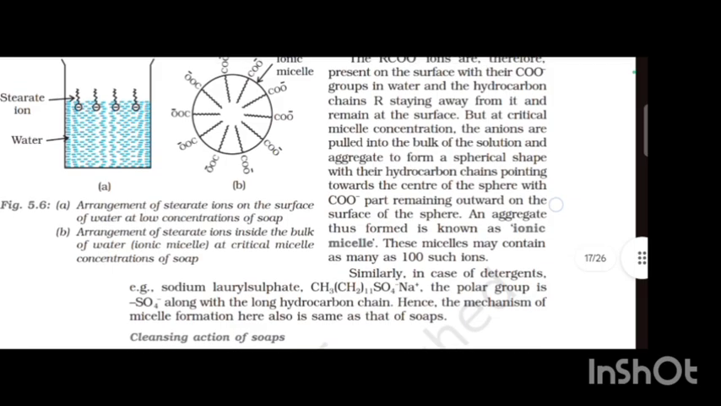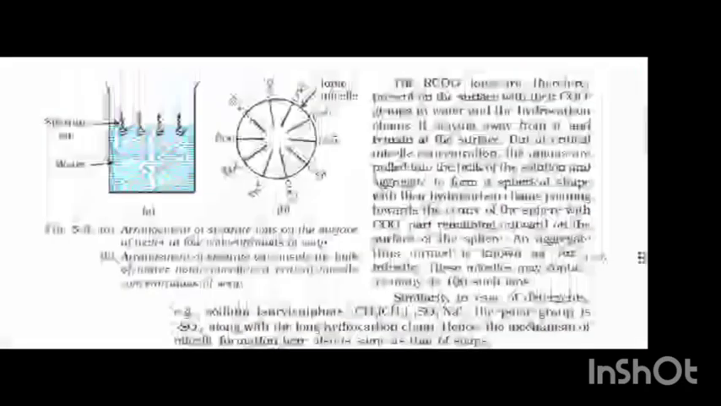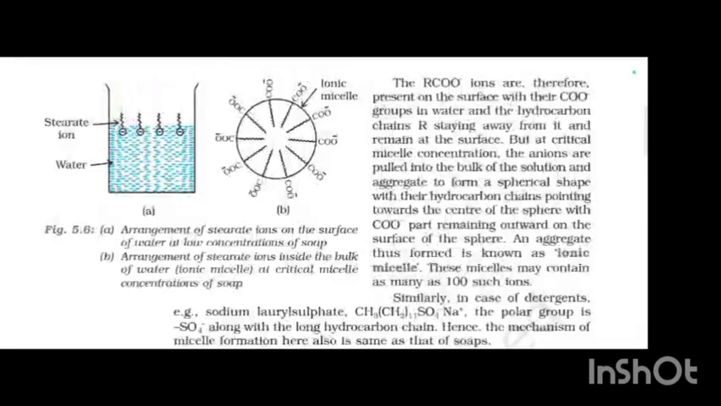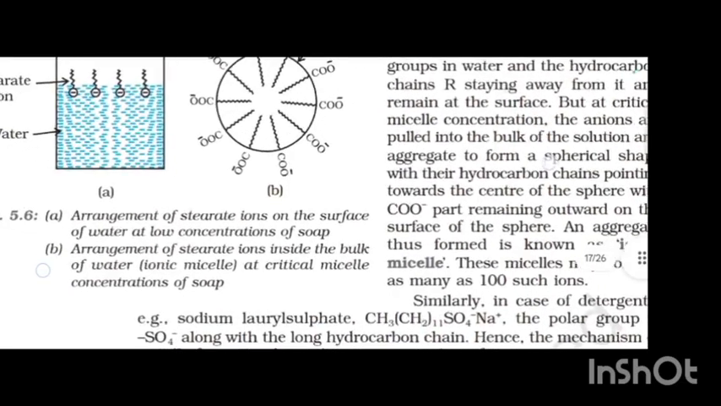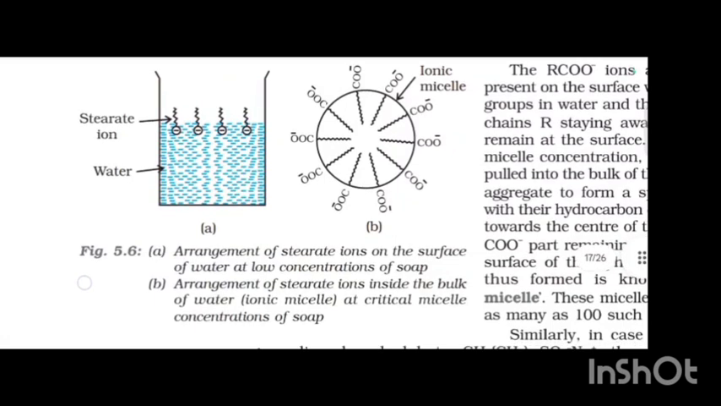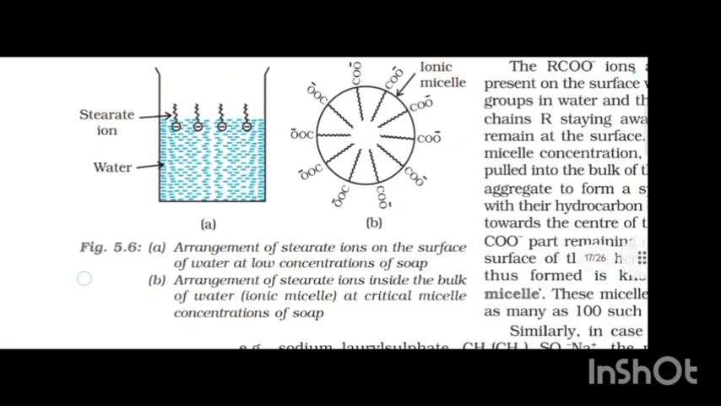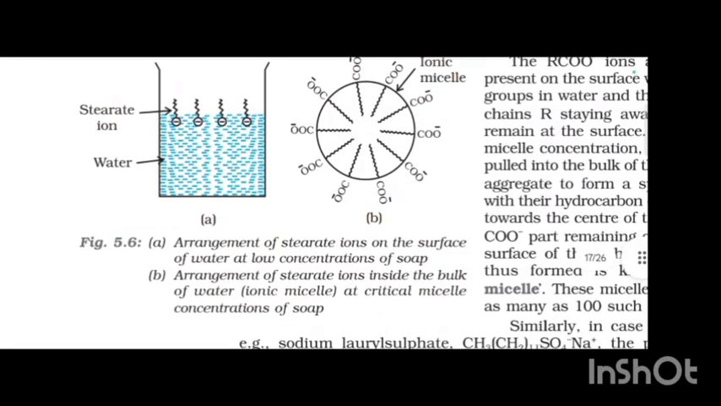Similarly, in case of detergents, for example sodium lauryl sulfate, CH3(CH2)11SO4⁻Na⁺, the polar group is SO4⁻, and micelle formation here is also the same as that of soap. Figure 5.6a, arrangement of stearate ions on the surface of water at low concentrations of soap. B, arrangement of stearate ions inside the bulk of water, ionic micelle at critical micelle concentration of soap.